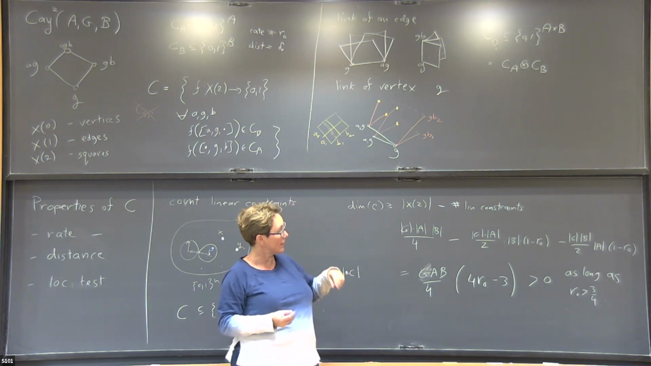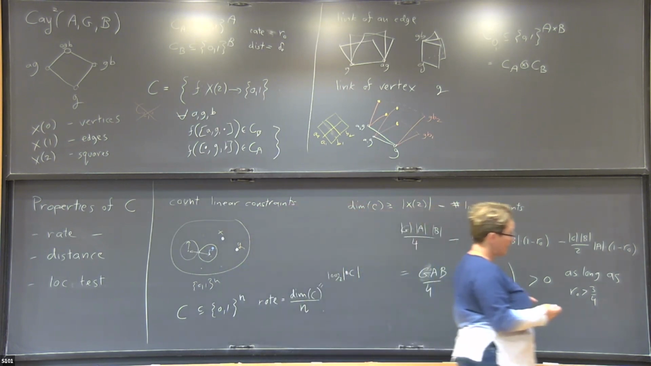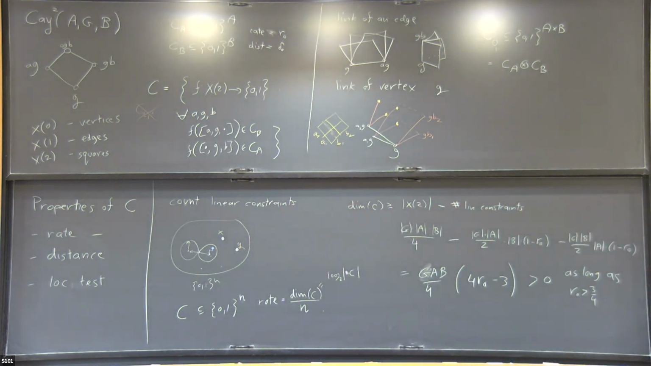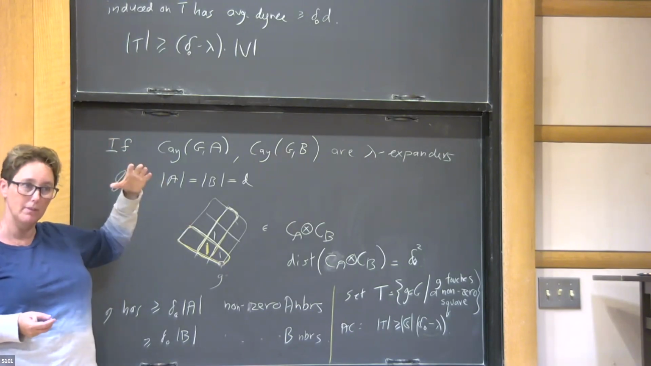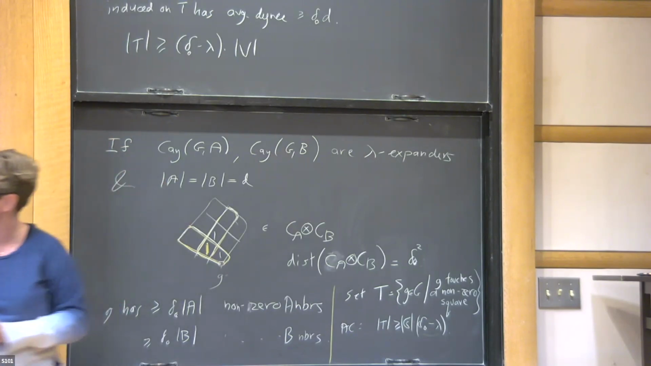So now we're going to use the fact that the local tensor code has some special property we're going to discuss. It's locally testable in some specific way. And we're going to use the expansion to lift also the local testability. And that was not there before.